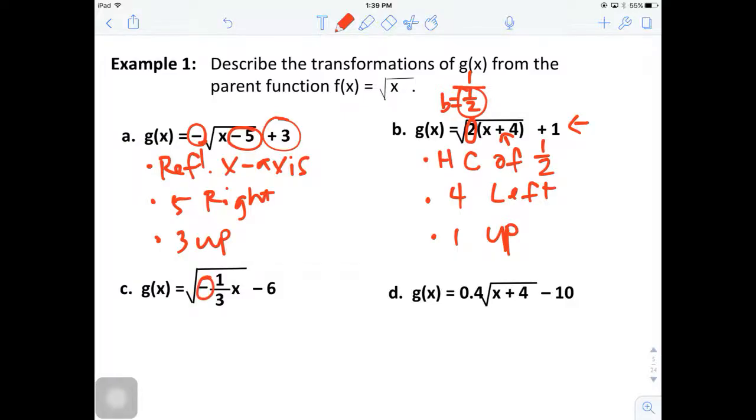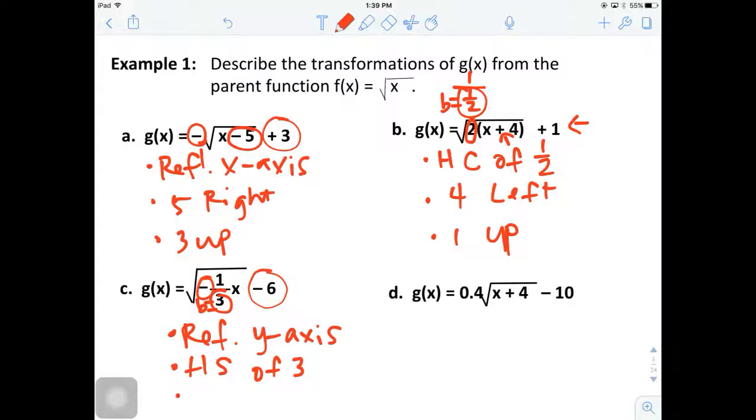Next, we have a negative inside, which means we have a reflection across the what? The y-axis. Remember, outside is x-axis, inside is y-axis. And then we have a 1/3. Well, actually, because B needs to be underneath 1, B is actually equal to 3. So that's a horizontal stretch factor of 3. And then the negative 6 is 6 down. Those are the transformations associated with this number here.